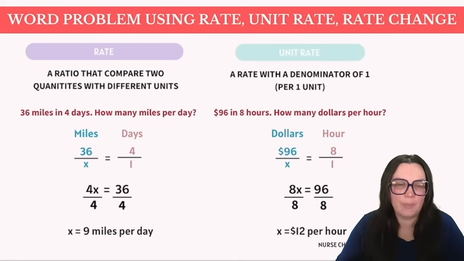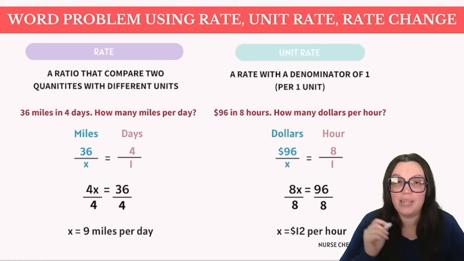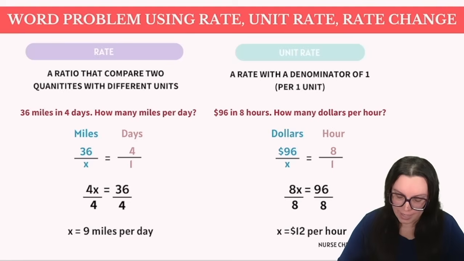So with our first example, rate, we have 36 miles in 4 days. How many miles per day? So again, we organize by putting our miles on one side and we put our days on the other side.